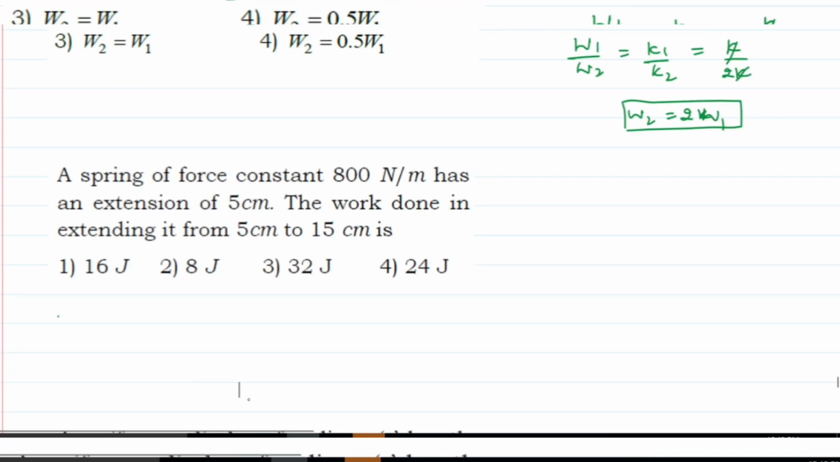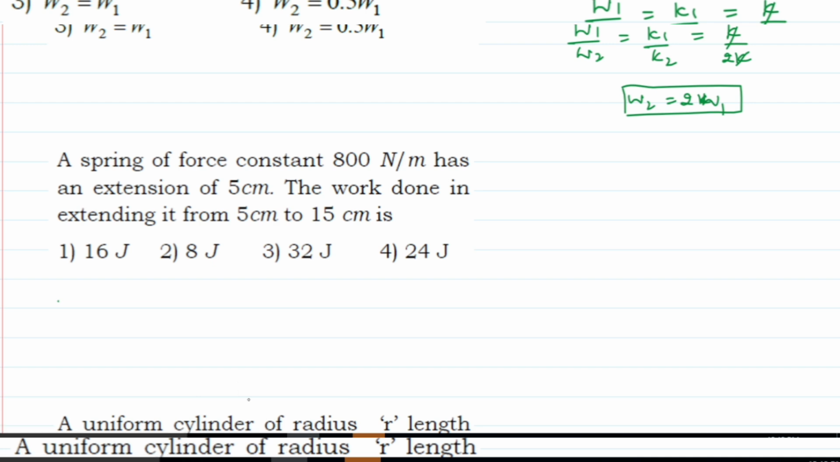Let us see the next question. A spring of force constant 800 Newton per meter has an extension of 5 centimeter. The work done in extending from 5 centimeter to 15 centimeter, they are asking. Work done to stretch the wire from one position to another position is half into K into x final whole square minus x initial whole square.